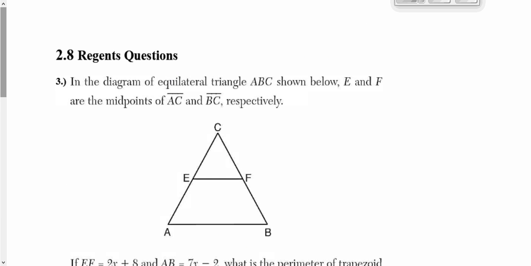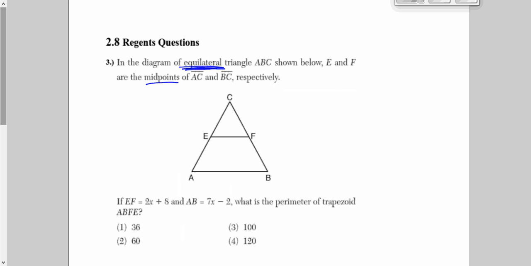Hey, notice up here. What's that say? Equilateral. What does that mean? All 3 sides are congruent. Okay. EF, since it's connecting midpoints, what's its name? Mid-segment. And you know a mid-segment is what to the third side?